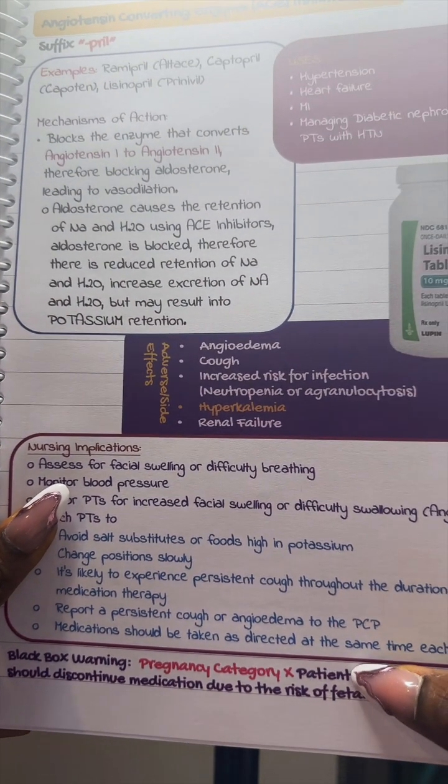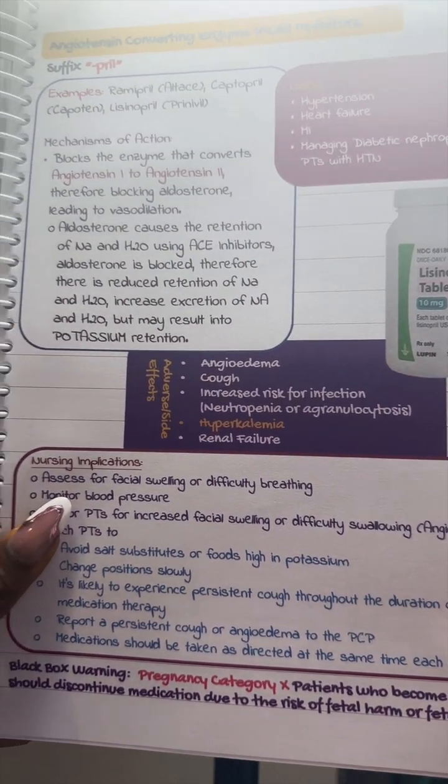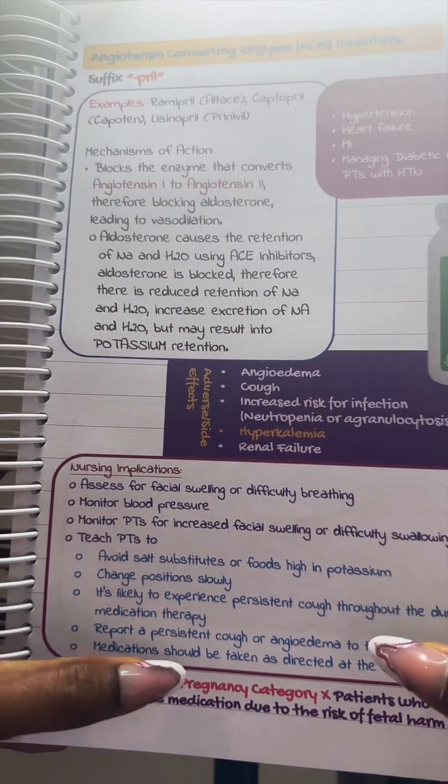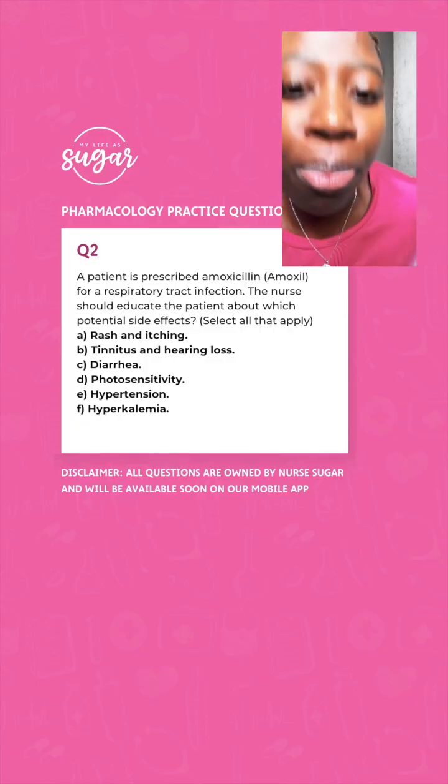Medication should be taken at the same time each day. And there's a black box warning for pregnancy category X. What does that mean? Yeah, you don't give it to a pregnant patient.